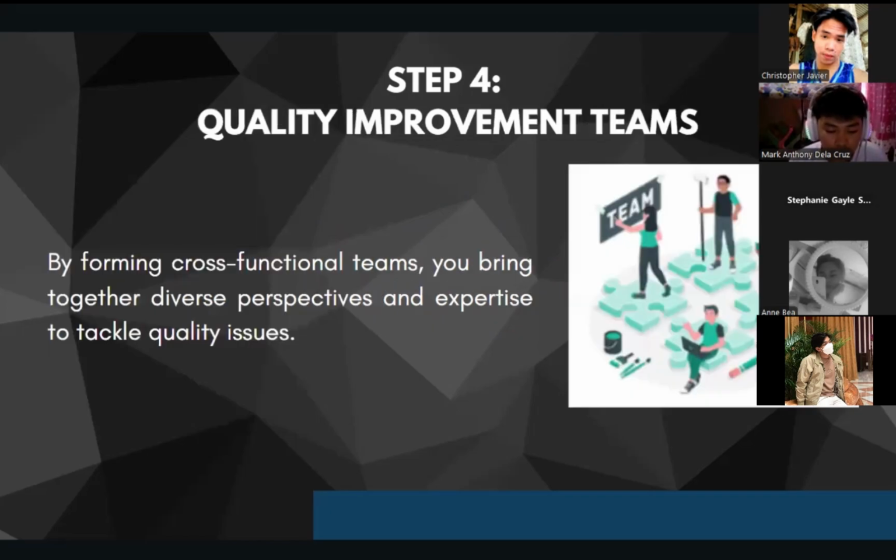Step 4 is quality improvement teams. By forming cross-functional teams, you bring together diverse perspectives and expertise to tackle quality issues. These teams are like small squads assigned specific missions to find and fix problems. They work on projects that cut across different departments, breaking down silos and fostering collaboration.